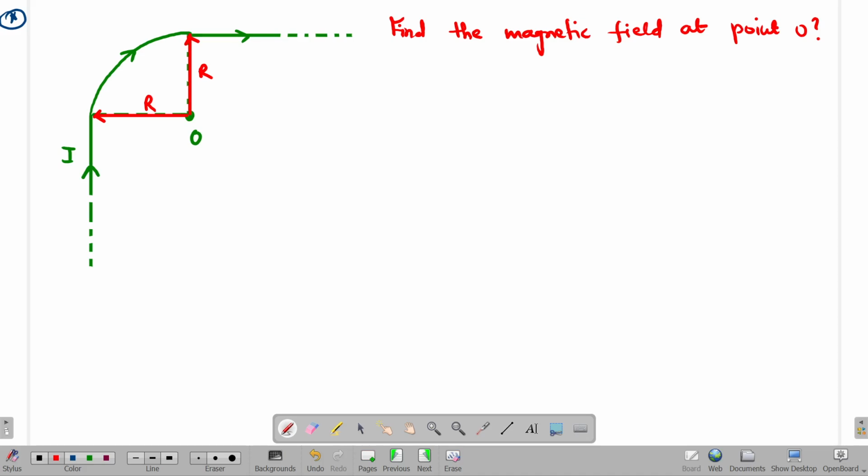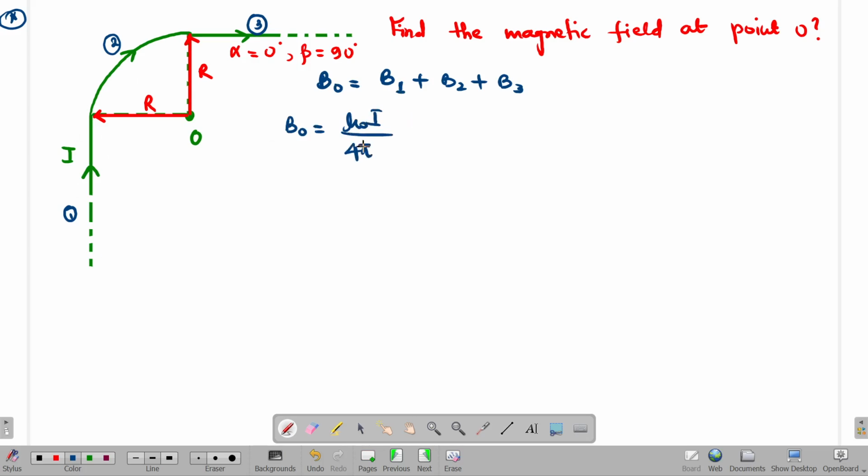Check it first. Okay, first of all, for these two wires, once again, this is a semi-infinite case, where alpha is 0 and beta is equal to 90 degrees. So the magnetic field at O is due to wire 1, let's suppose this is wire 1, this is region 2 and this is region 3. So region 1 plus region 2 plus region 3. So B naught is equal to mu naught I by 4 pi r, sine alpha is 0, sine 90, so it will only come 1, isn't it?